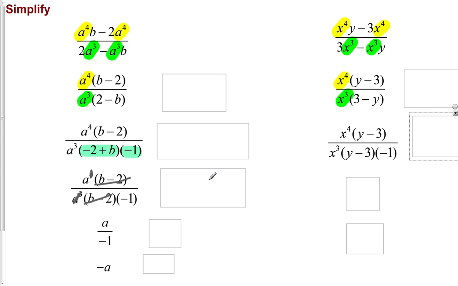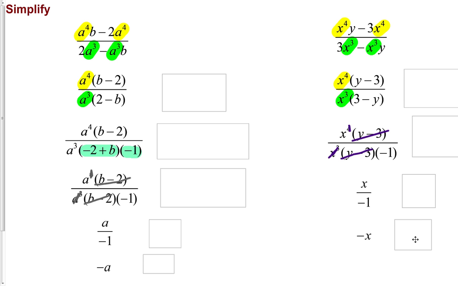Now it's time to cancel things out. So we have y minus 3 in the numerator and denominator. Those can cross out. x to the fourth over x to the third: 4 minus 3 is 1, so we do subtraction of our exponents whenever we're dividing. So that will completely go in the denominator. The numerator goes to x to the first power. And once again, we have x over negative 1, just negative x. So all this stuff simplifies down to negative x.